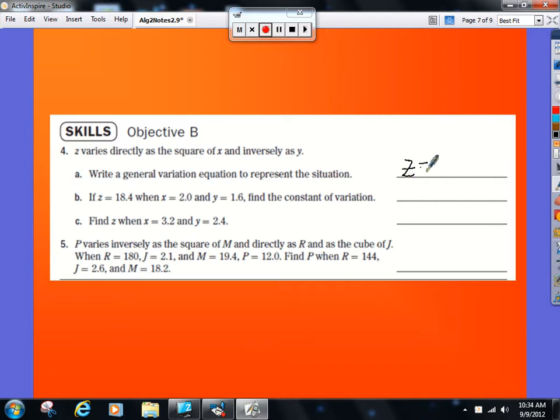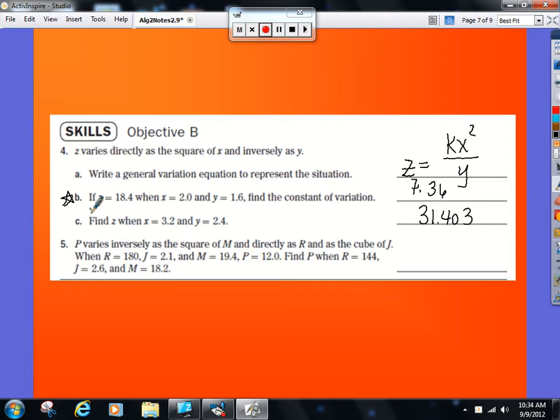So Z equals, don't forget your K, k x squared over y. All right, so I will go ahead and give you the answers here. I have 7.36 here if you want to go ahead and work it on your own, and 31.403. I will now work them out.